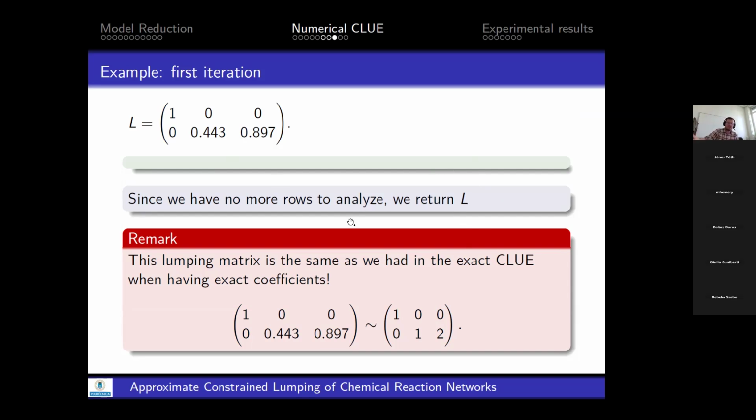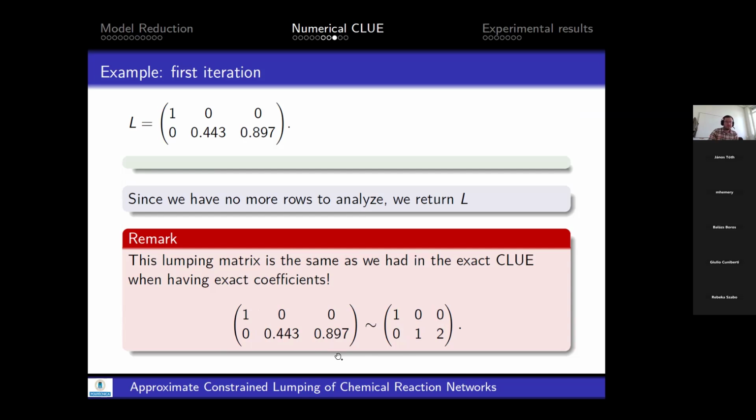And it is very interesting to remark that this lumping matrix, after allowing this small error, is exactly the lumping we had before with exact CLUE, with the exact coefficients, right? Before the perturbation, we had a lumping that was 1,0,0,0,1/2. And now we obtain this matrix over here, 1,0,0,0, and these two coefficients.